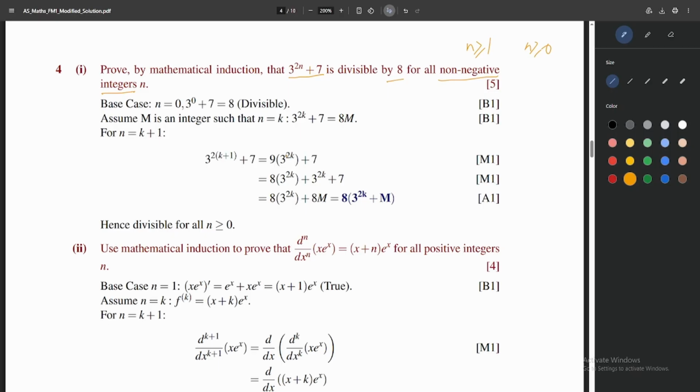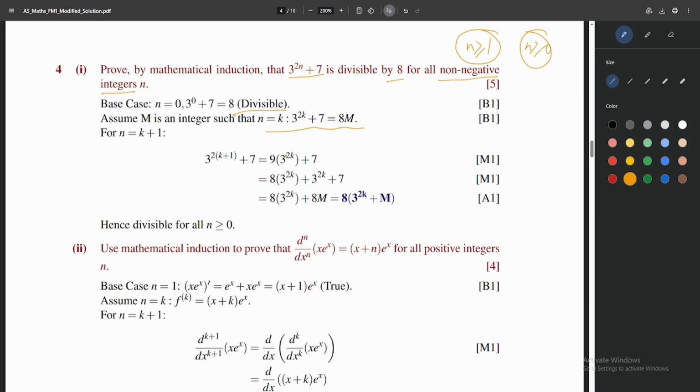All right, so our base case, we should start with 0. So that was a mistake. People used 1 instead. So they have ended up proving for this instead of this. So over here we start with base case n equals 0, and then we see 3 to the power 0 plus 7, so that's 8. So it is divisible. So the base case is divisible, and now we assume it's true for n equals k.